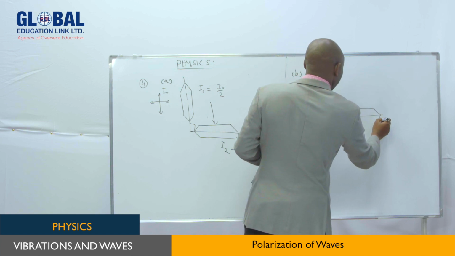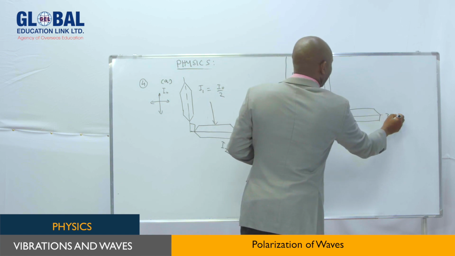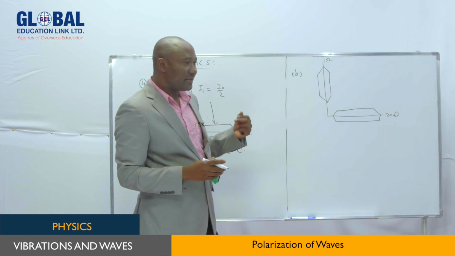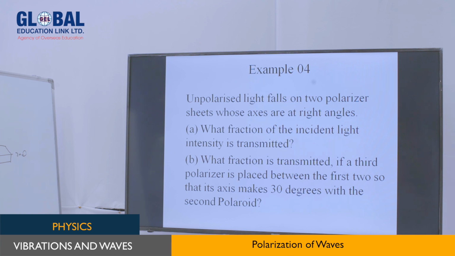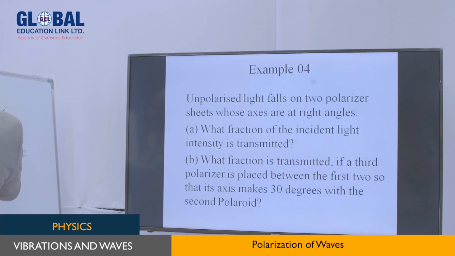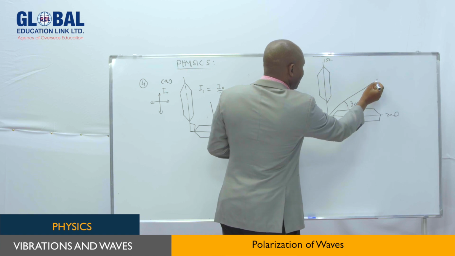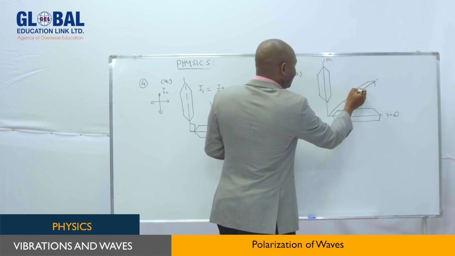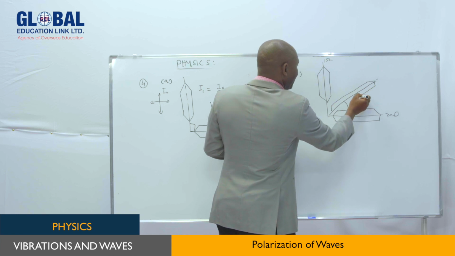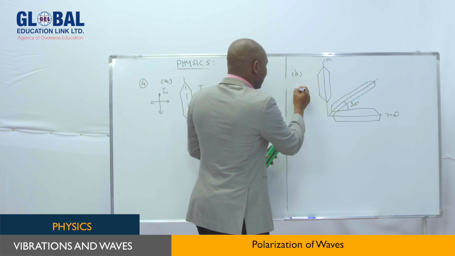We had the first and the second here. And now the third polarizer has been introduced between the two, so that it makes 30 degrees with the second. So this is the angle somewhere. This is the axis of the third one, which makes 30 degrees with the second. Here, that angle is 30 degrees.